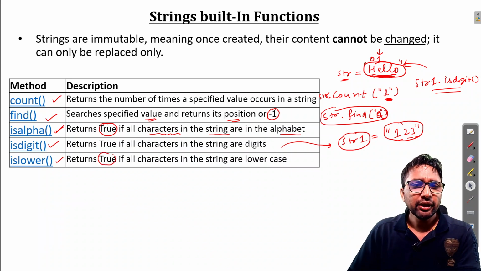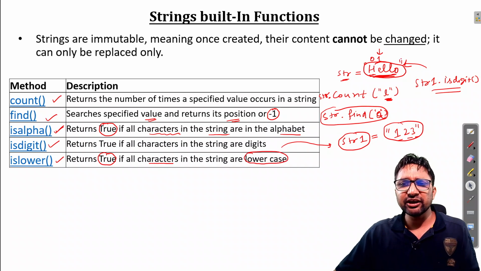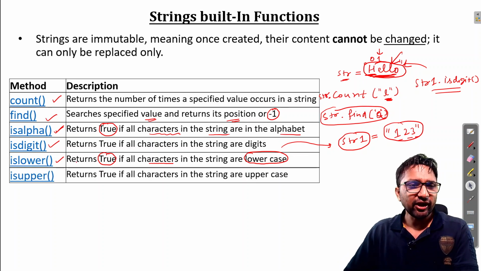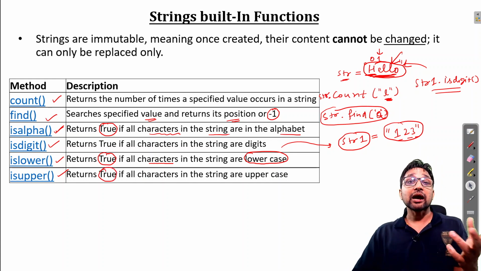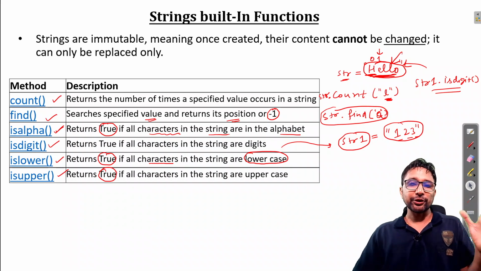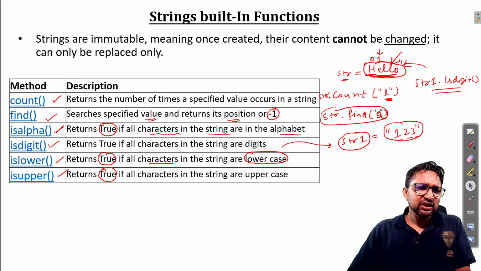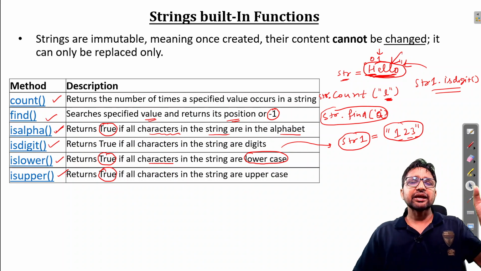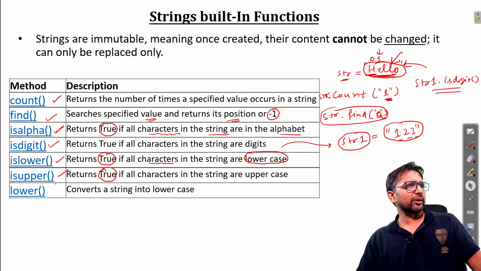This will return true if all the characters are in lower case. Here it will return false because H is capital. All characters should be in lower case. Next one is isUpper. isUpper will return true if all the characters are in uppercase. Don't worry, we will apply all these functions with some examples in our Jupyter notebook. Still, just understand what these functions are doing. The isUpper function returns true if all the characters in the string are in uppercase.